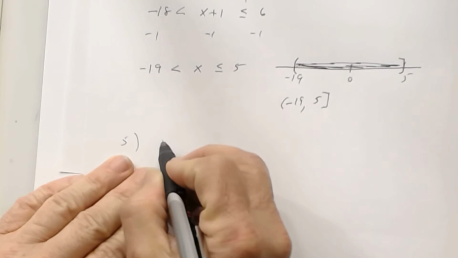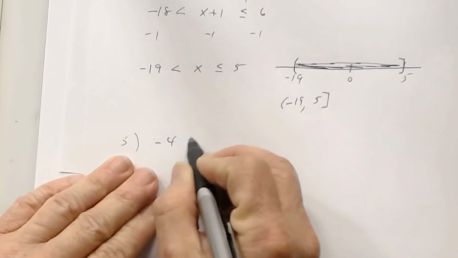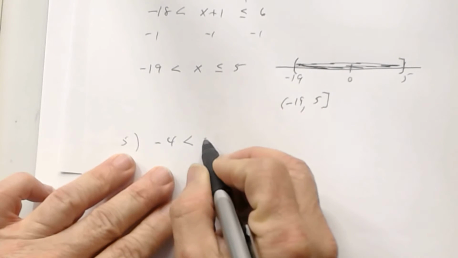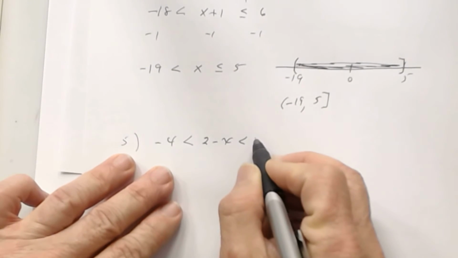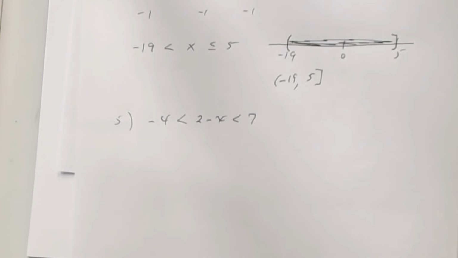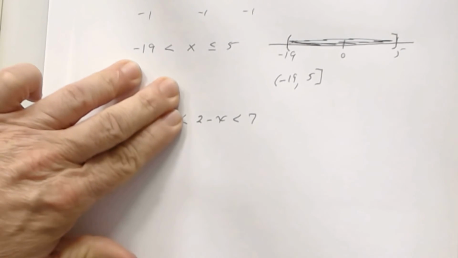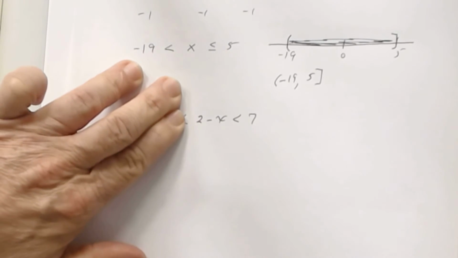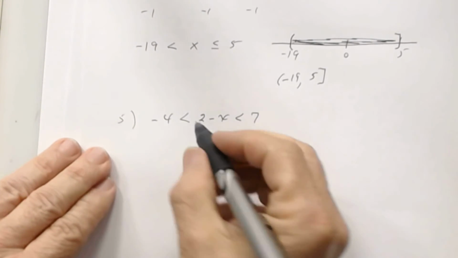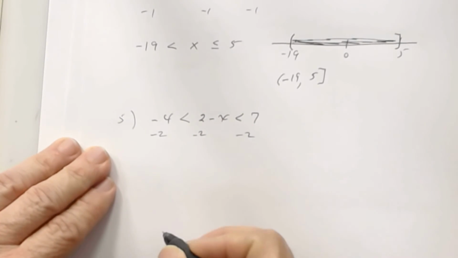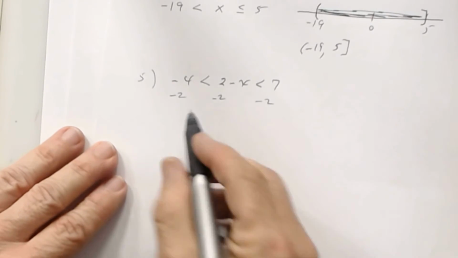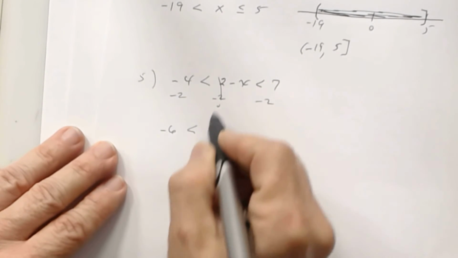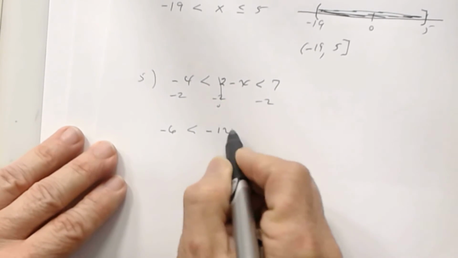Let's suppose we had negative 4 is less than 2 minus x is less than, let's say, 7. Okay? All right. So if I were to cover this inequality, how would you get negative x by itself? Subtract 2. So subtract 2 from all parts, just like you would normally do. A negative 4 and a negative 2 is a negative 6. Is less than what, though? Negative x. I'm going to go ahead and write it as negative 1x. Negative 1x is less than 5. All right, so that's where I'm at.